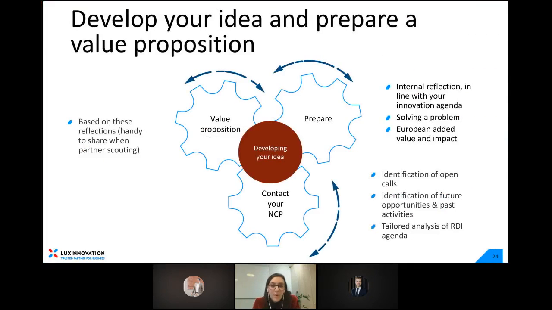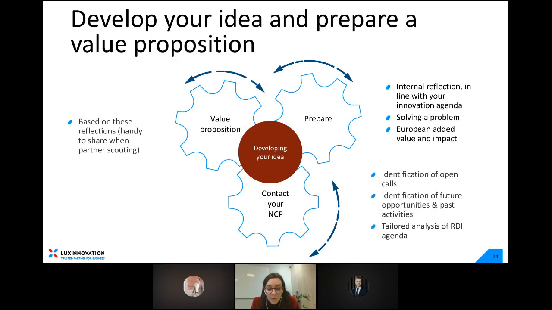So I'll first elaborate on developing the idea and preparing a value proposition. You don't need to already have identified the call text against which you would like to propose your project to start working on your idea. But if you have, read the text carefully, because each word counts. So the starting point is your innovation agenda. The project idea you will develop should fit your innovation agenda. It must solve a problem and have European value.